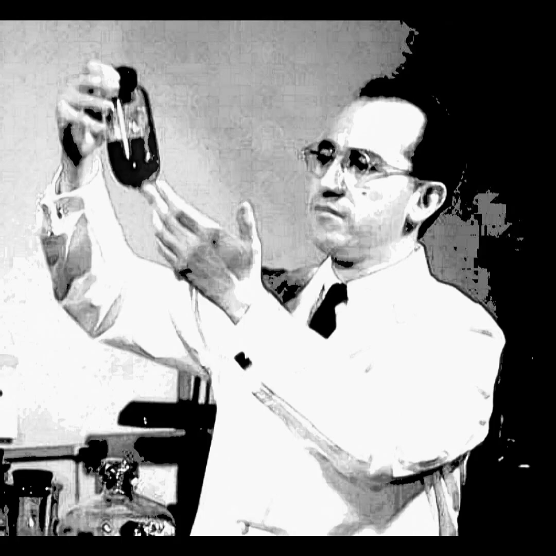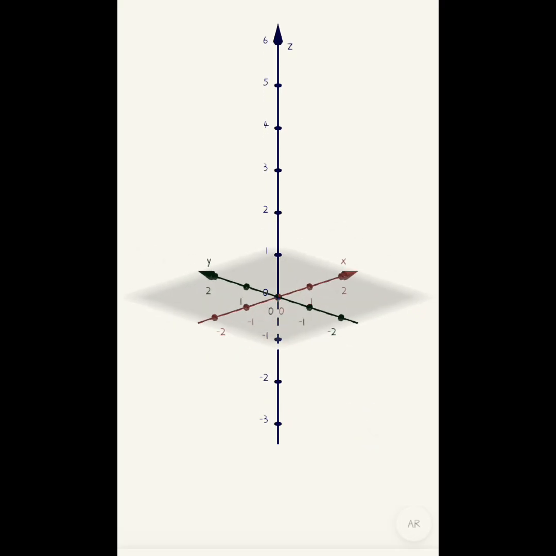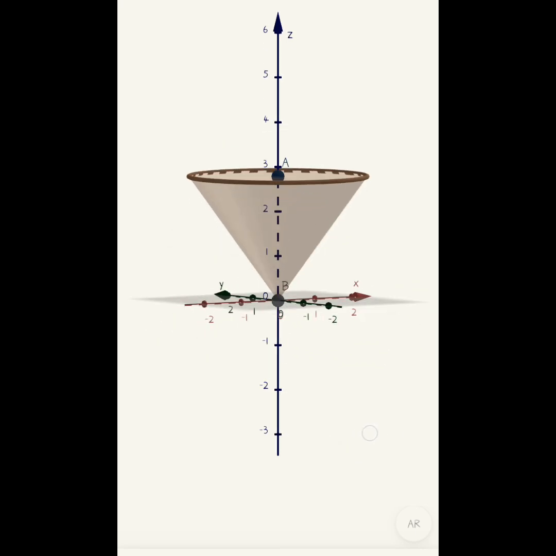The first polio vaccine was invented by American physician Jonas Salk in the early 1950s. Salk wanted this to reach as many people as possible, which is why he thought of using air balloons for awareness. Now, the balloon was in the form of a right circular cone surmounted by a hemisphere, having a diameter equal to the height of the cone.